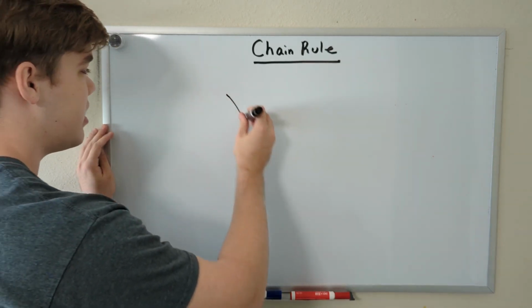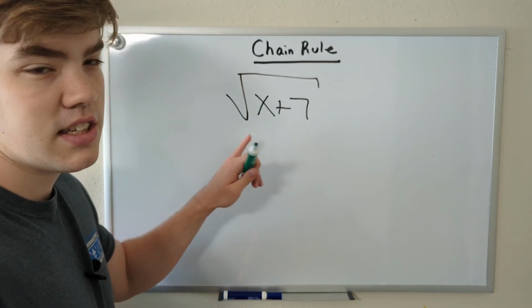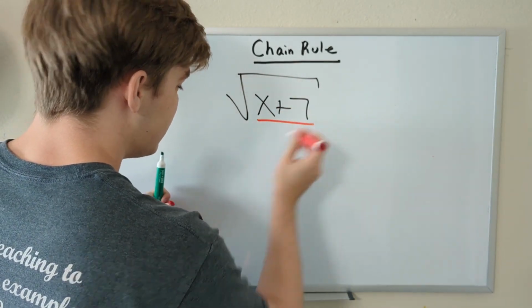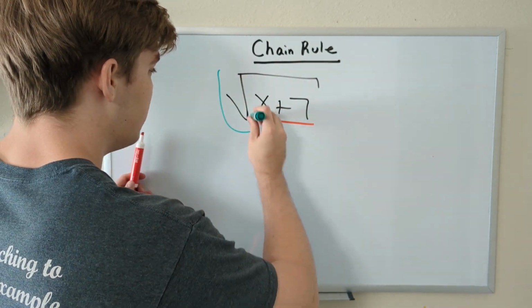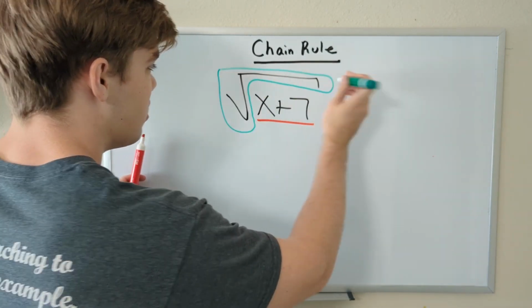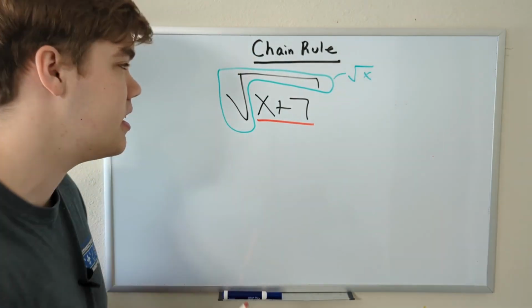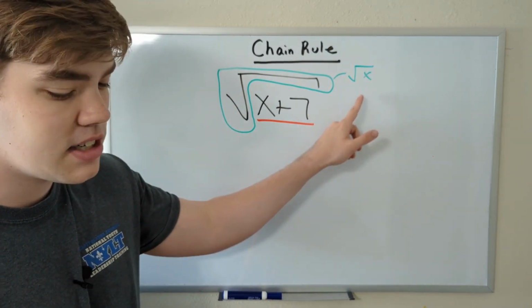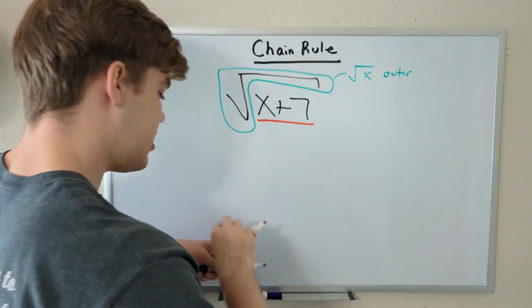Essentially, if we have a function, say, the square root of x plus 7, we can clearly define two distinct functions in here. We have x plus 7 as a function, but we also have this outer function here. This square root is also its own function, being the square root of x, or whatever you want to put inside there. In this case, we have the variable x inside of a square root. So there's a very distinct outer function, and also a very distinct inner function.